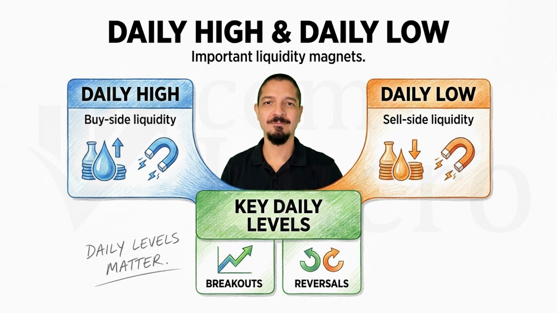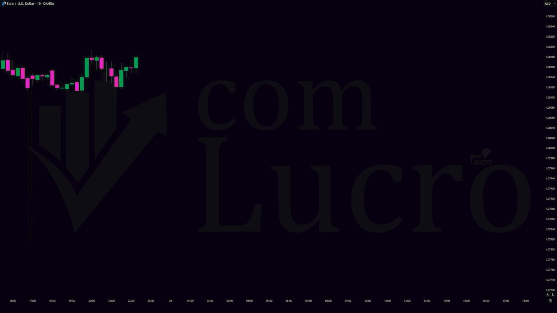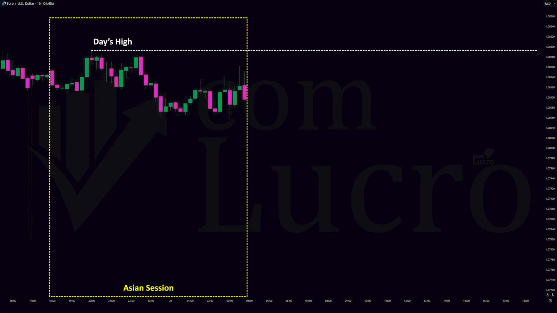Daily high and daily low. Daily highs and daily lows are important liquidity levels on the chart. The daily high is the highest price reached during the trading day, while the daily low is the lowest price reached during that same period. These levels often attract strong attention from traders, with many placing stop-loss orders or pending orders around them, which makes these areas rich in liquidity.